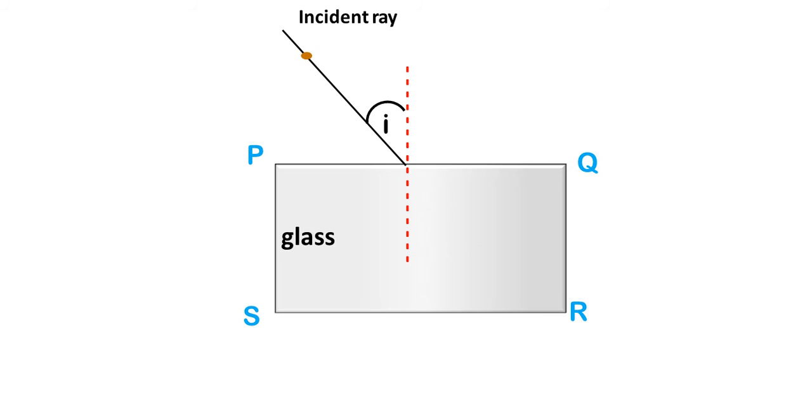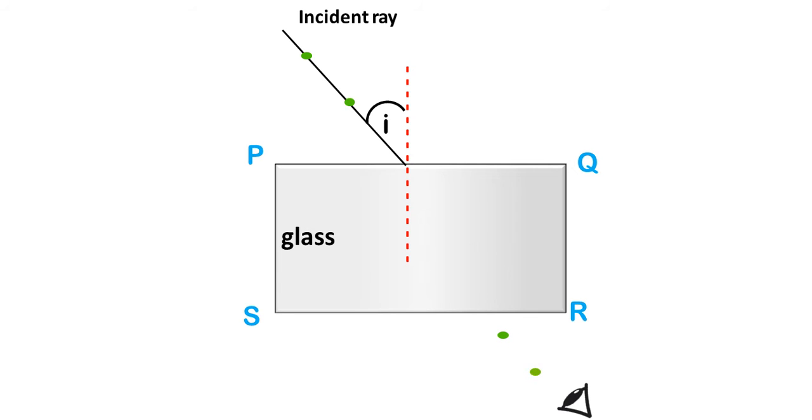Now what you have to do? You have to place 2 pins on this incident ray. So this is your incident ray, or the rays coming from these 2 pins. Now you have to look through surface RS. Through surface RS you have to see the image of the 2 pins. From where these 2 pins are seen, there you place one more pin so that all the 3 pins are in the same line. That means they should coincide and you should be able to see only one pin.